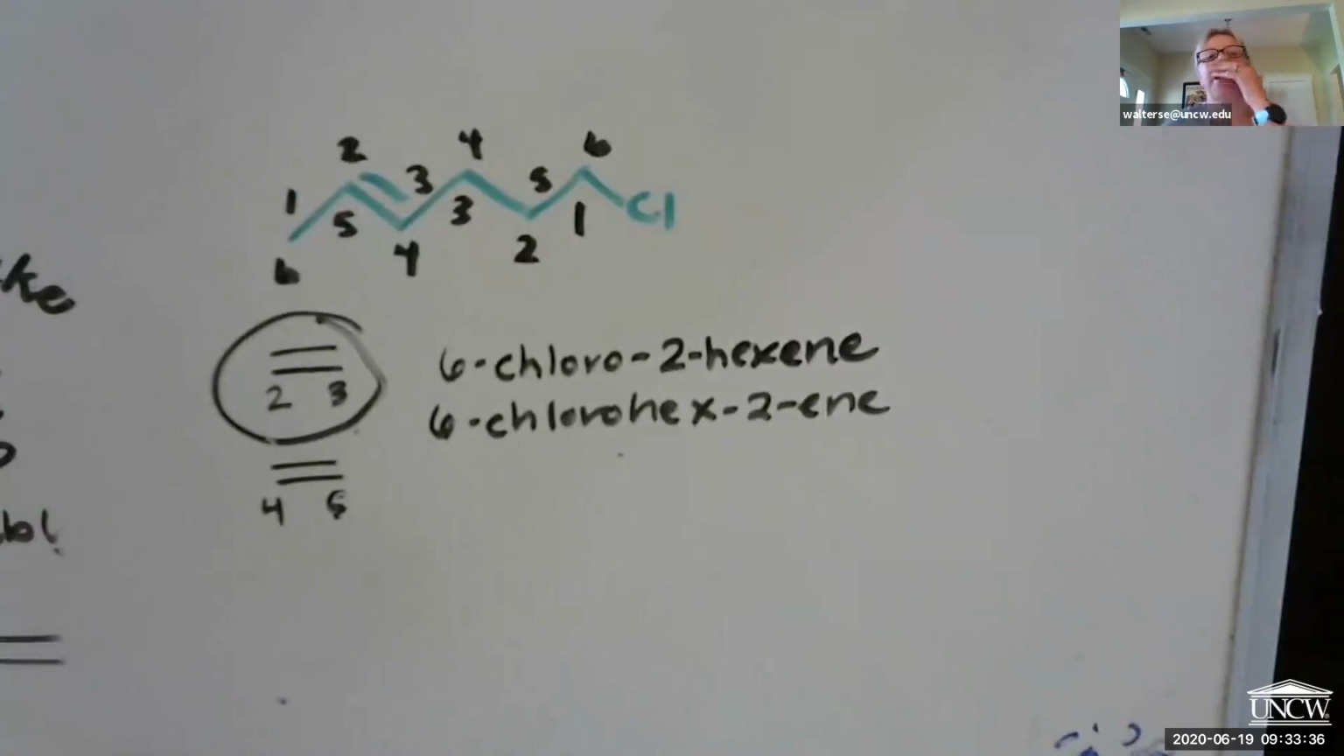So the question is, what would happen if you had an alkene and an alkyne? We didn't go over that. It's possible. They're called ene-ynes.